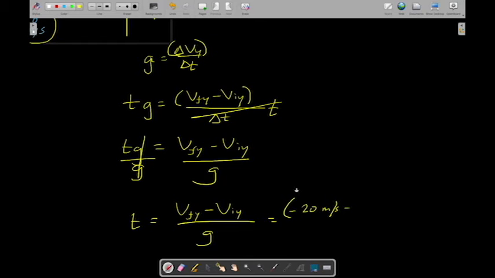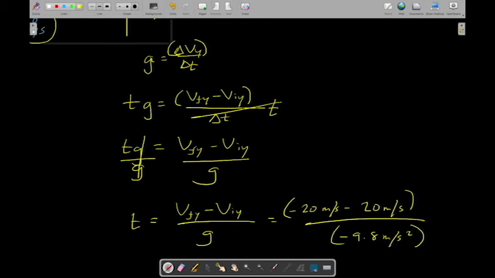Our initial vertical velocity is positive 20 meters per second, but because there's a minus there, we also have to account for that too. So even though the initial velocity is positive 20 meters per second, the minus does force it back to a negative. So it's actually negative 20 meters per second minus positive 20 meters per second, which ends up to be negative, divided by negative 9.8 meters per second squared. So those are your values.